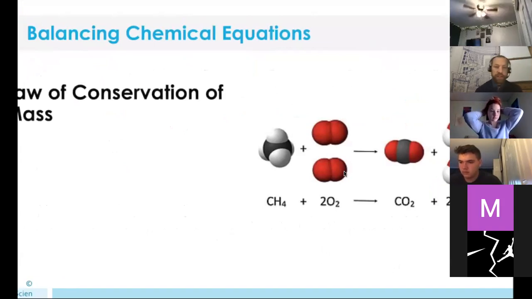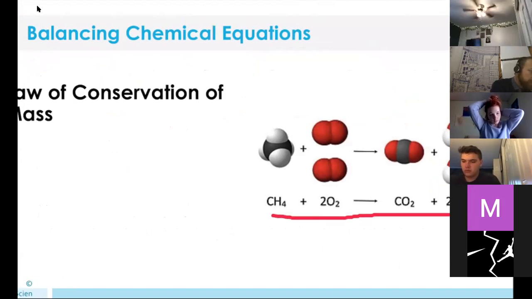All right. Let's relate this to the law of conservation of mass. I think that you guys are probably already kind of doing this mentally, but we might as well just get it straight out there. I have in this image represented both the chemical equation right here, and also this molecular model of this reaction.